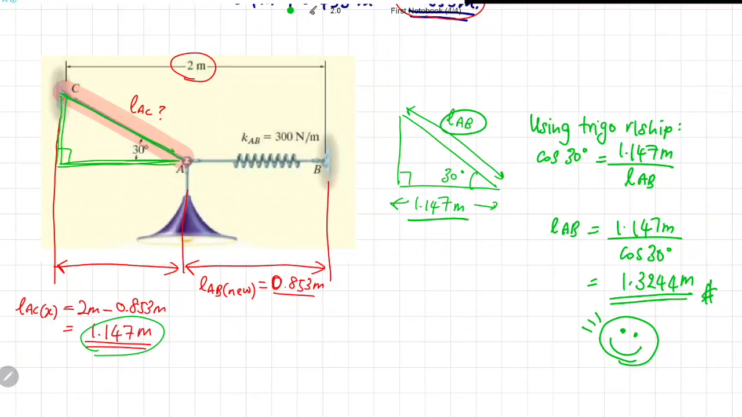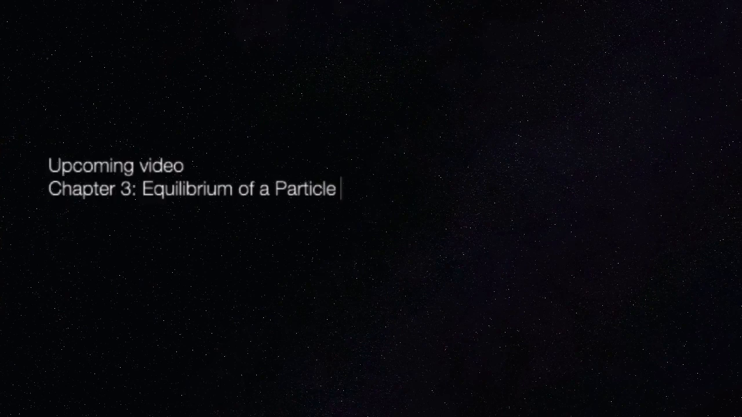So anyway, I hope this helps you in understanding the equilibrium in 2D coplanar system. Next up, we will look into the equilibrium along the 3D system.